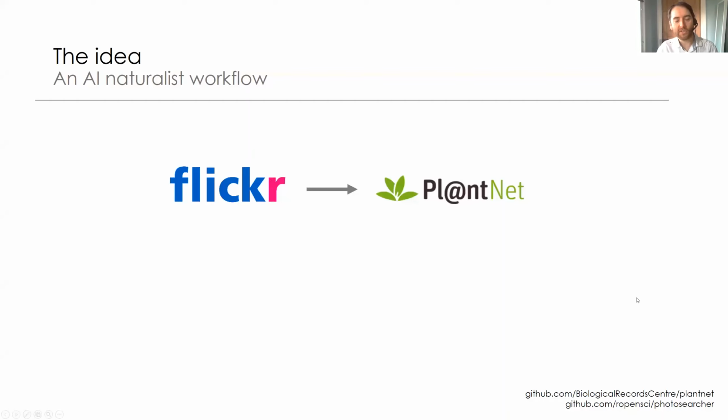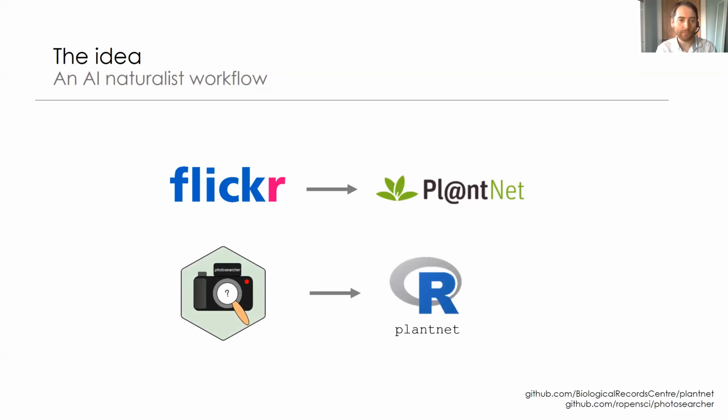So what I was interested in was, can I connect Flickr, being a particularly good source of social media imagery, to the PlantNet API for image classification and create new data sets that way? There's an R package that interacts with Flickr called photosearcher, and I wrote a very simple R package which interacts with the PlantNet API, and then I could connect those two things together.